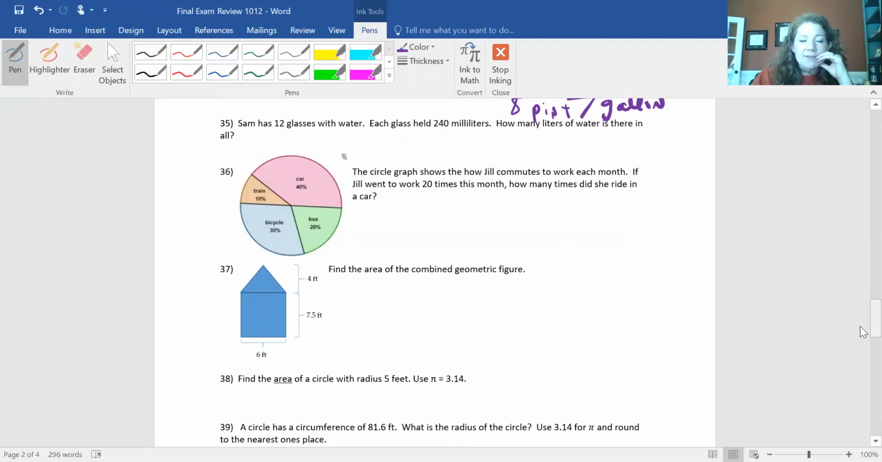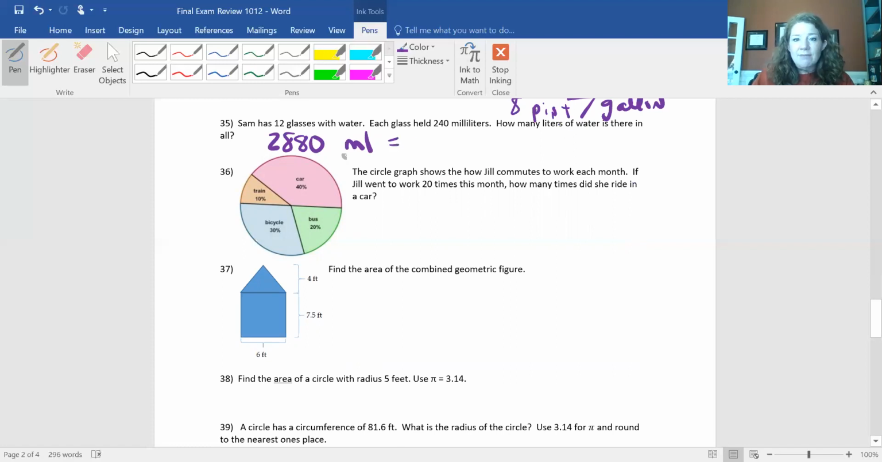All right, number 35, Sam has 12 glasses with water. Each glass held 240 milliliters. How many liters of water is there in all? So first thing we have to do is figure out how many milliliters are in all 12 glasses. So we're going to multiply 240 times 12. So that means we have 2,880 milliliters.